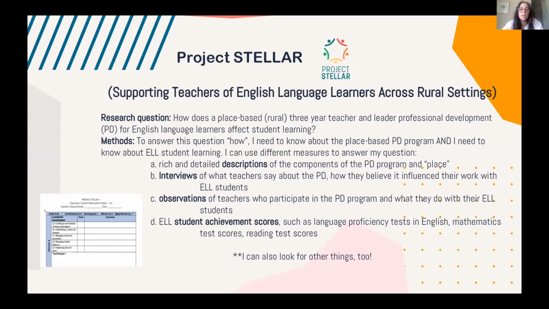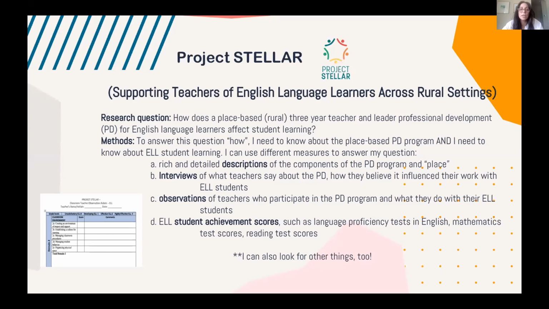So I could use quantitative methods. I could do a survey of them, but it doesn't give me the depth of what I want to know. I want to know what components really felt important to them and changed their lives and changed their instruction. So I'll ask them, I want to learn.